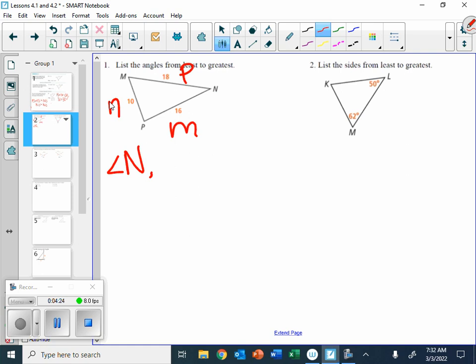All right, so which angle is next smallest? M. Side M is the next smallest side. So that means angle M is next, and then of course that leaves us with P.